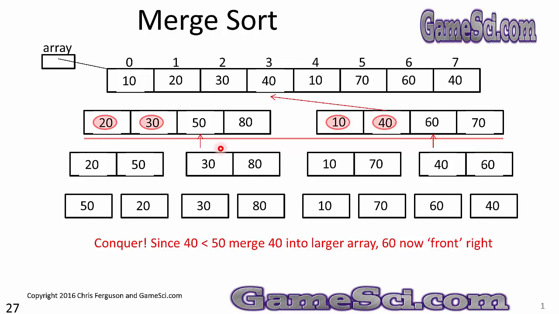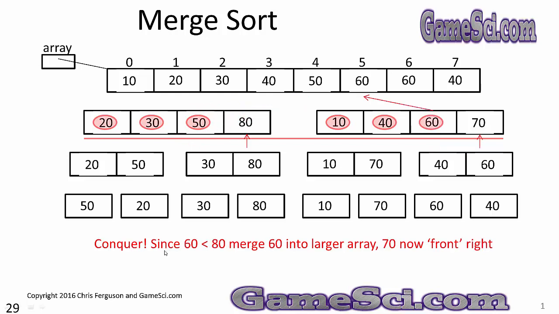The 50 over here says look at that next as a possible merger value. The arrow over here says look at that next as a possible merger value. And of course, in the conquer phase, since 50 is less than 60, we will merge the 50 in the larger array. Bang. 80 is now the front of the left side. 60 is now the front of the right side. Again, the red circles indicate this one's done. We can move to the next value on that side of the merge.